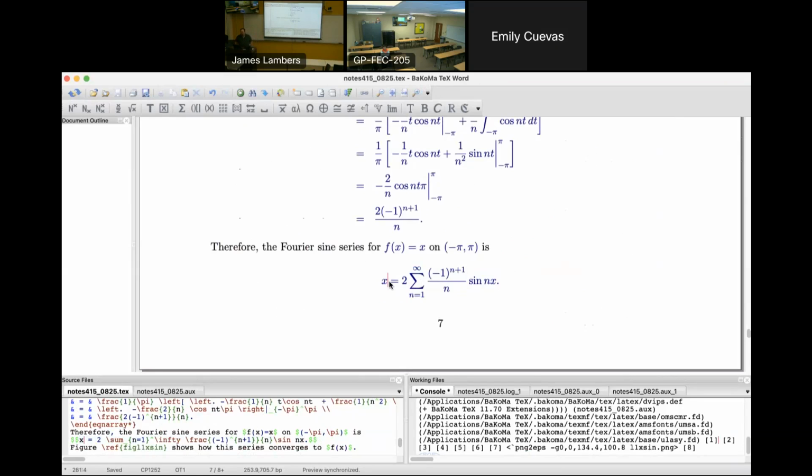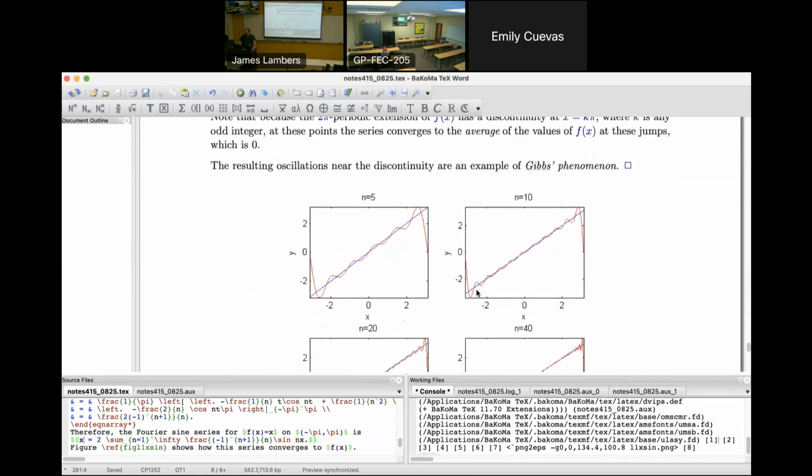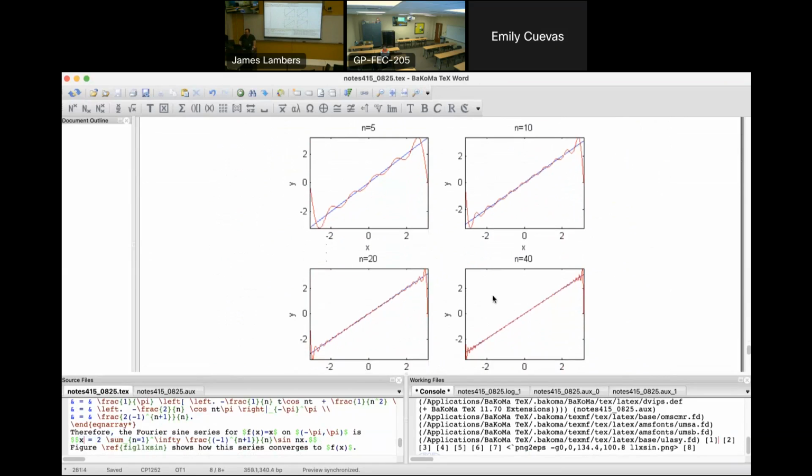So whenever the periodic extension of your function has a jump discontinuity, they have different values at the endpoints, it's not periodic, then this series converges to the average of those values on either side of the jump. So that's why it's converging to 0. But at every single point in between, it's going to converge to f of x equals x. So that's why you have this troublesome behavior here. You get these oscillations that are called Gibbs phenomena.